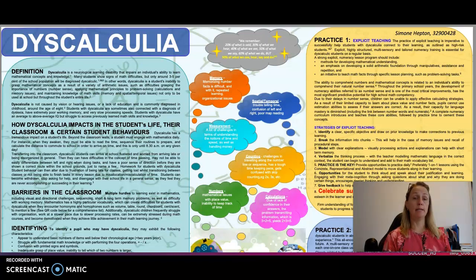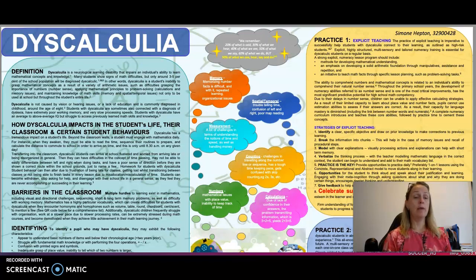Dyscalculia actually impacts a student's life quite considerably. It can start from waking up in the morning, their morning routine, having to have a concept of time, organisation skills, right through to working out how long it's going to take them to get to school. So if any of those things don't go according to their plan, then by the time the students reach your classroom, they can be quite flustered and not really in the right frame of mind to be learning for the day.